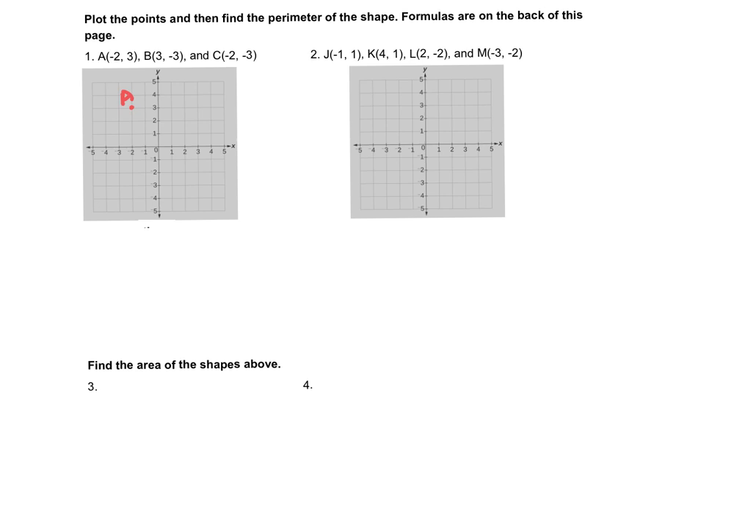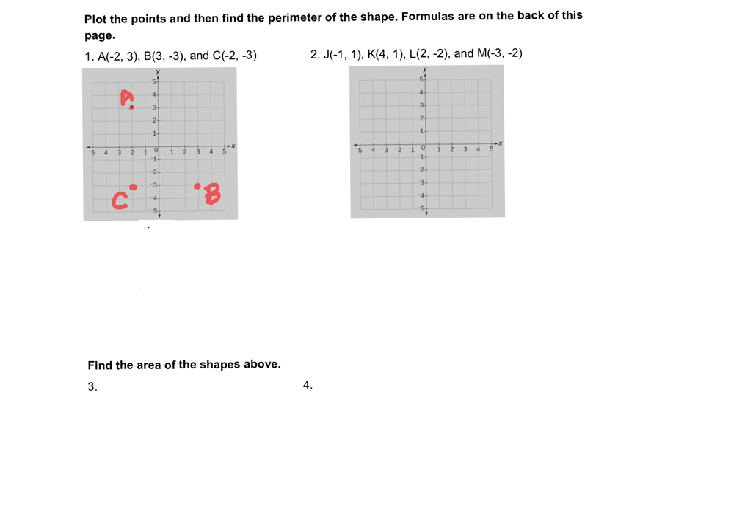Now we're going to plot point B. So we're going to go from the origin to the right, 1, 2, 3, and down, 1, 2, 3. Now point C, we're going to go from the origin to the left, 1, 2, and down, 1, 2, 3.